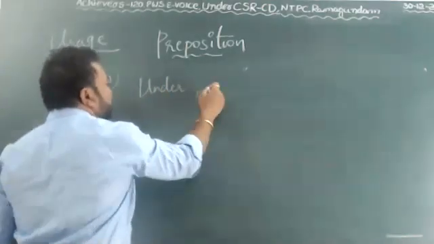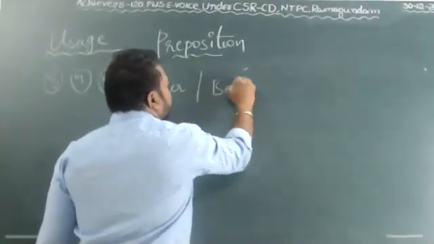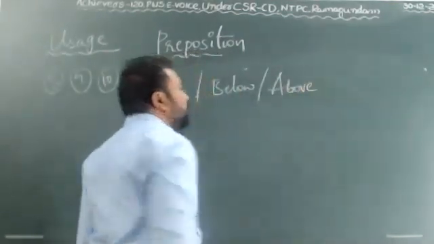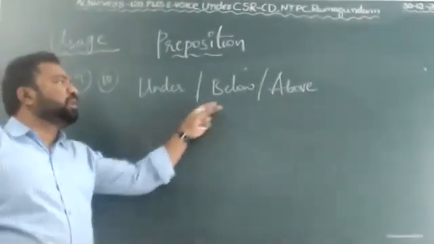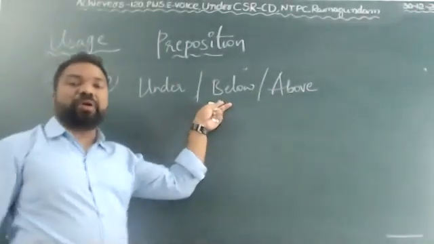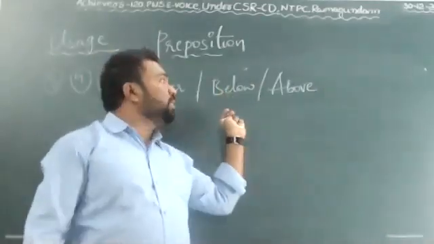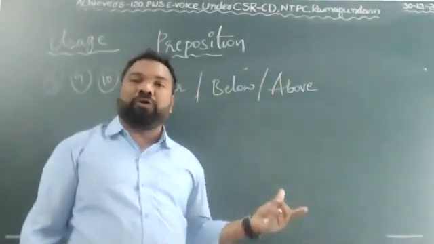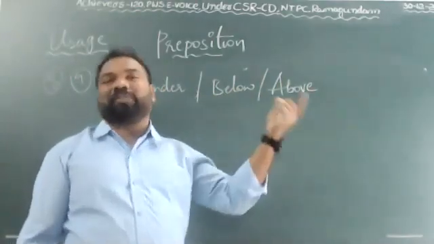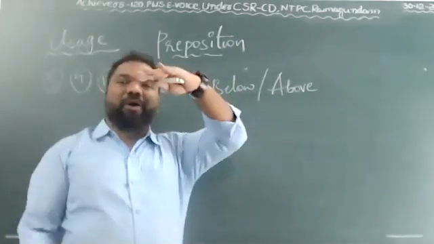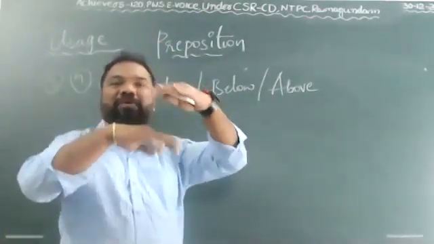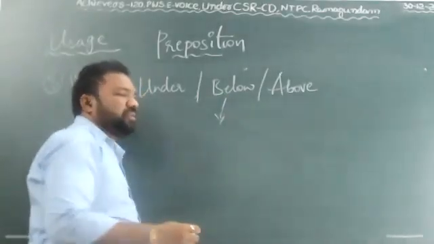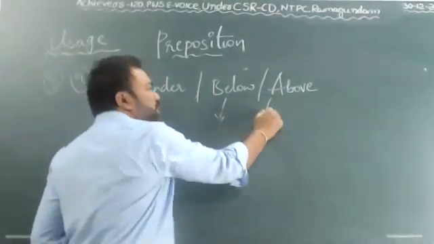Under, below, above. When we have to use below, first of all, I will say below is something which tells on the contrary to above. Like the tube light is above the board. The board is below the tube light. Above, below. And below is also used to tell like above and below both.